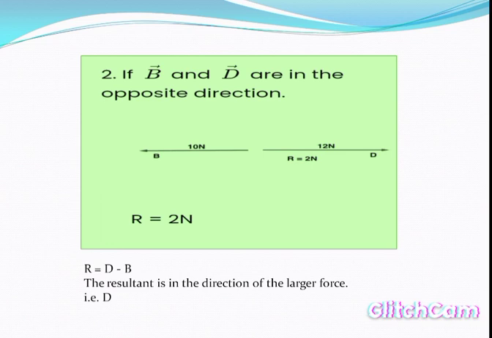Two. If vectors B and D are now in opposite directions, then the resultant is D minus B, the reason being that D is of greater magnitude. So D is 12 Newton and B is 10 Newton. The subtraction of 10 from 12 gives us 2, and the resultant will be in the direction of D, which is the larger force.